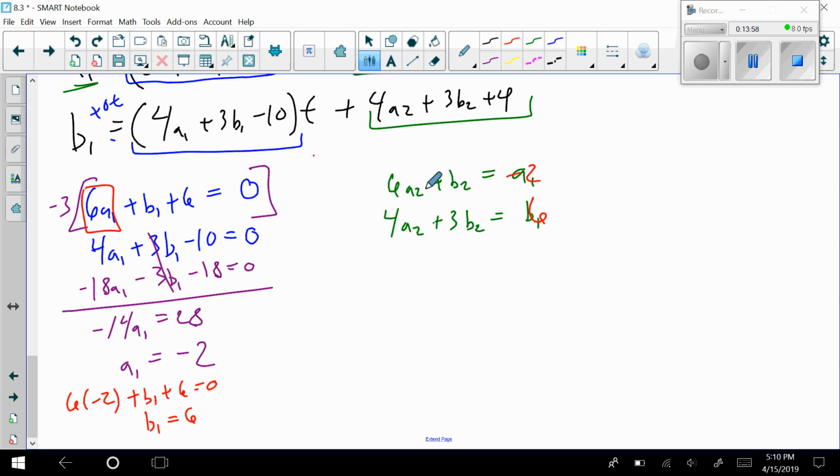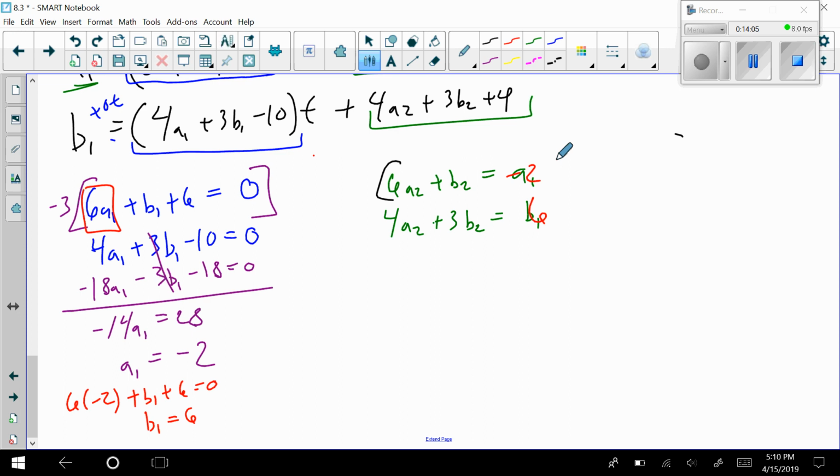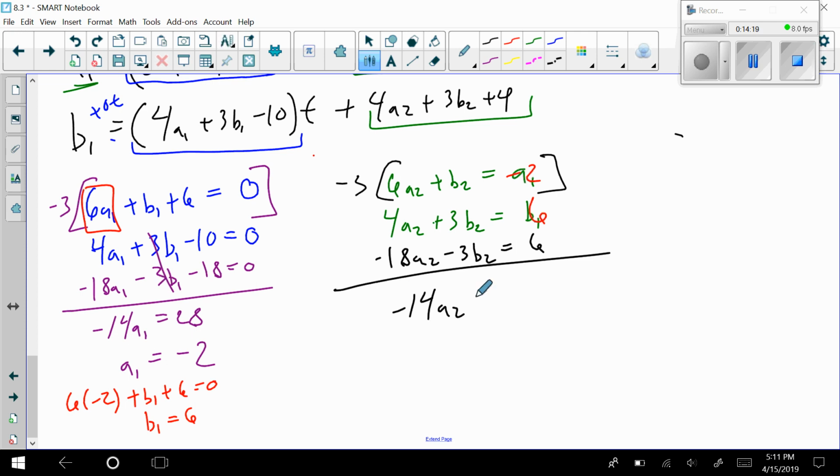And now all of a sudden I have a little tiny baby self-contained system over here. Which again, this makes life super easy. Well, I multiply this one here by a negative 3. I would have a negative 18a sub 2 minus 3b sub 2 equals a positive 6. Adding, that gives me a negative 14a sub 2. These cancel for me. That would be, I'm adding, remember, here now. So this is a 12, which means a sub 2 is equal to negative 6/7.